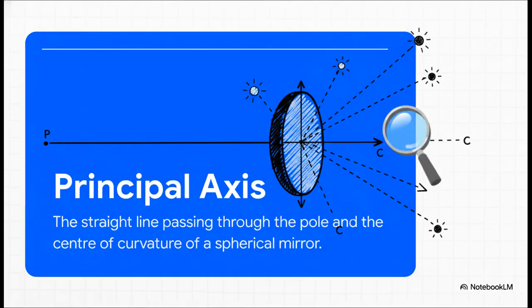And if we just draw a straight line that connects our first two points, the pole and the center of curvature, we get what's called the principal axis. This imaginary line is basically the backbone for figuring out everything that mirror is going to do.